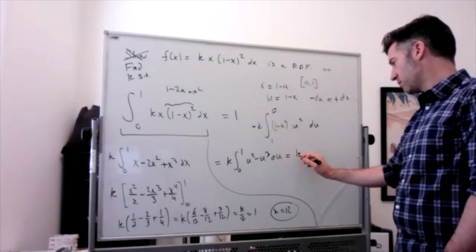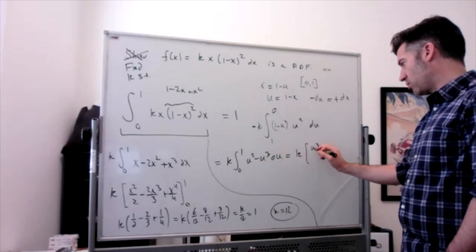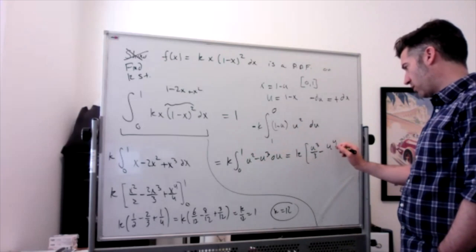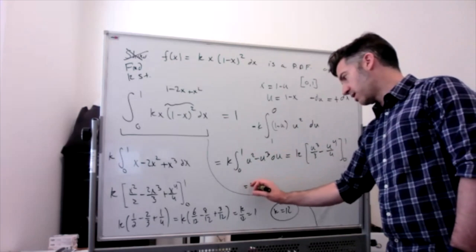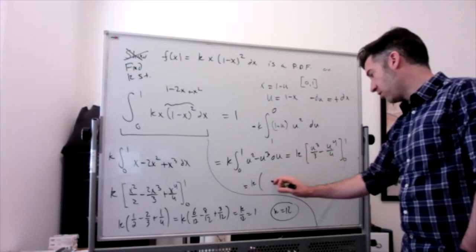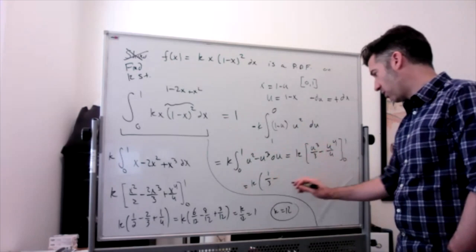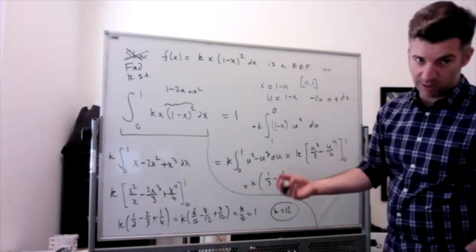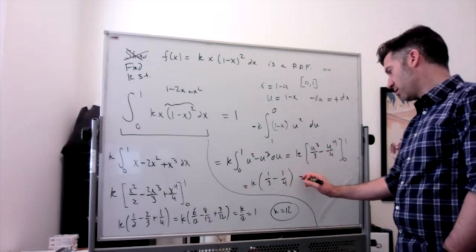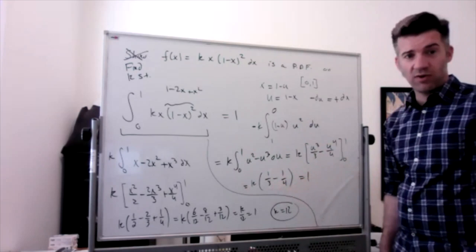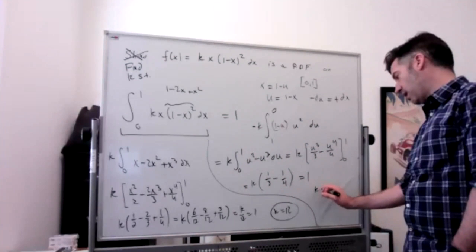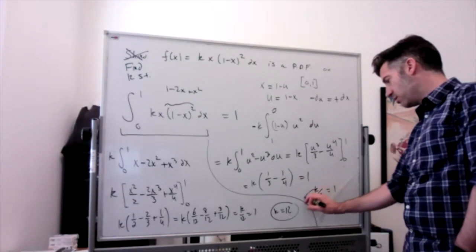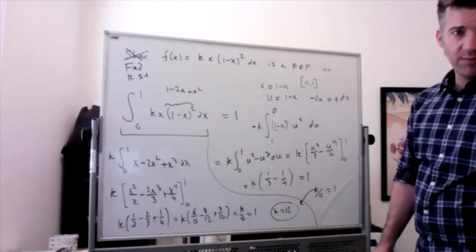Integrate, you get u cubed over 3 minus u to the fourth over 4, from 0 to 1. So you get k times 1/3 minus 1/4 minus 0. 1/3 minus 1/4 is 4/12 minus 3/12, which is 1/12. So again, we get k over 12 equal to 1, which gives us k equal to 12.